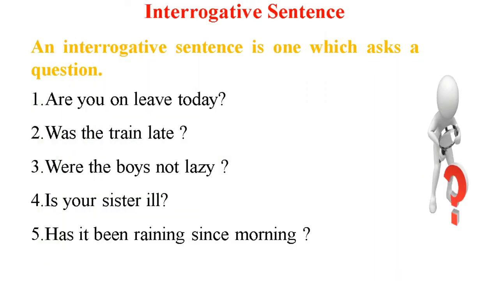Second type of sentences are interrogative sentences. An interrogative sentence is one which asks a question. For example, are you on leave today? Was the train late? Were the boys not lazy? Is your sister ill? Has it been raining since morning?